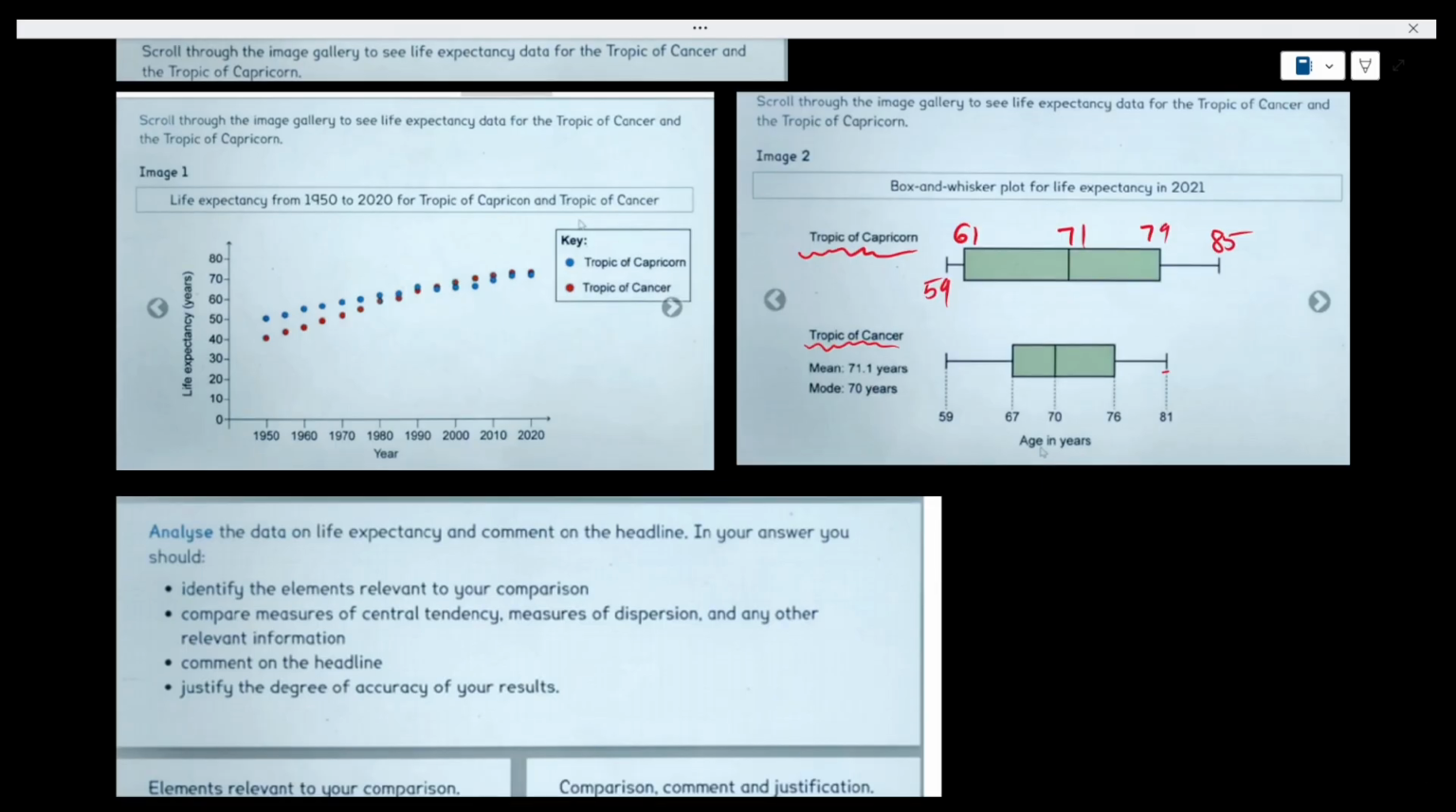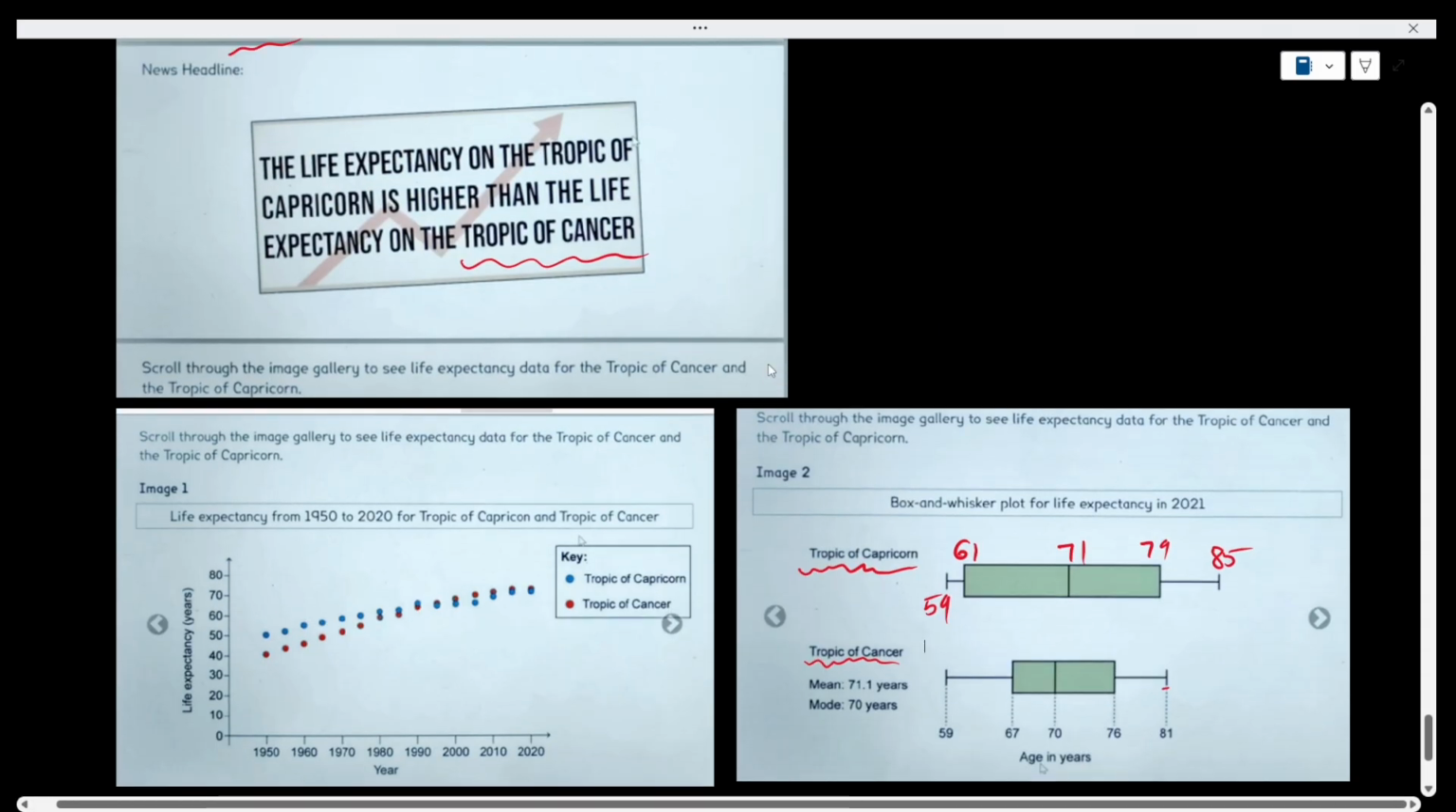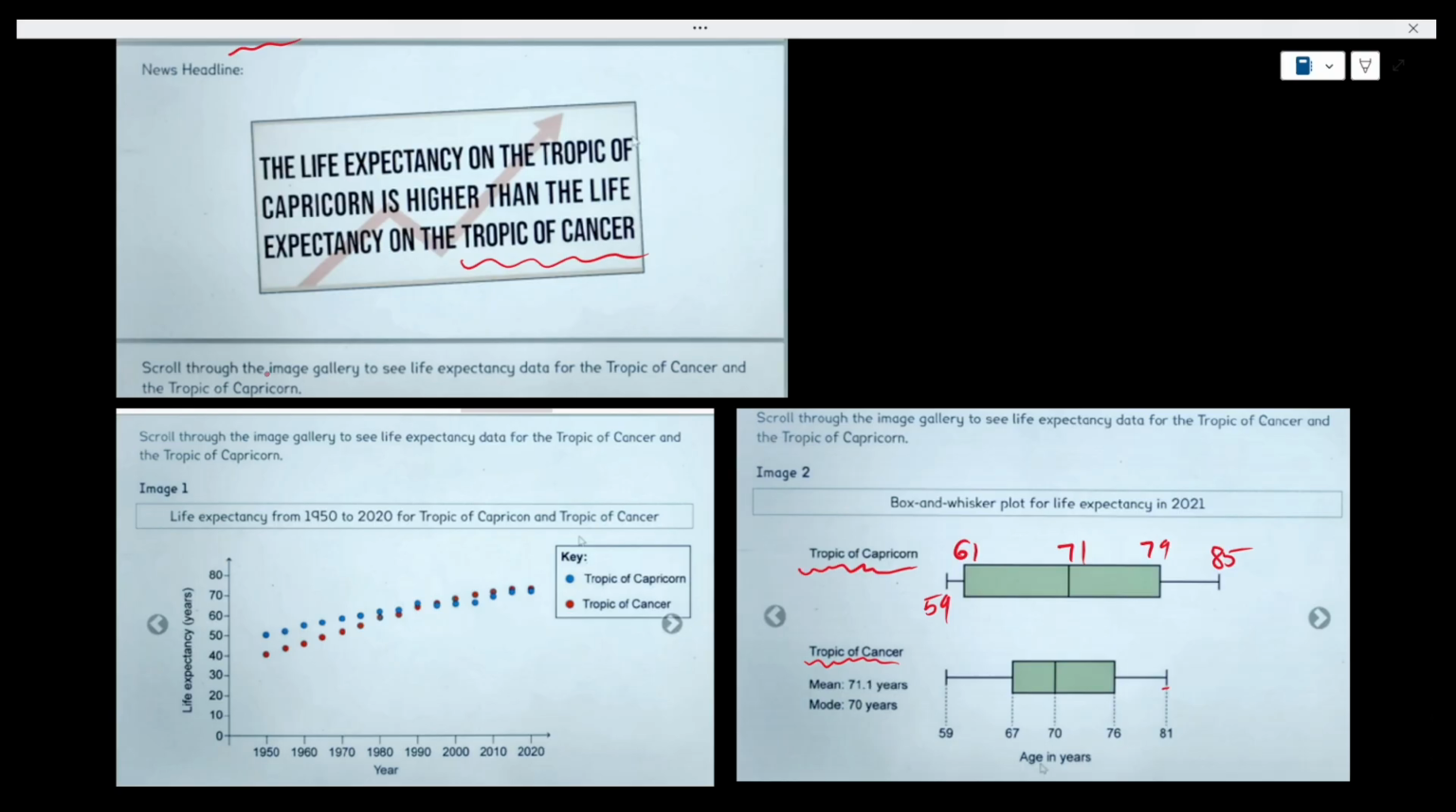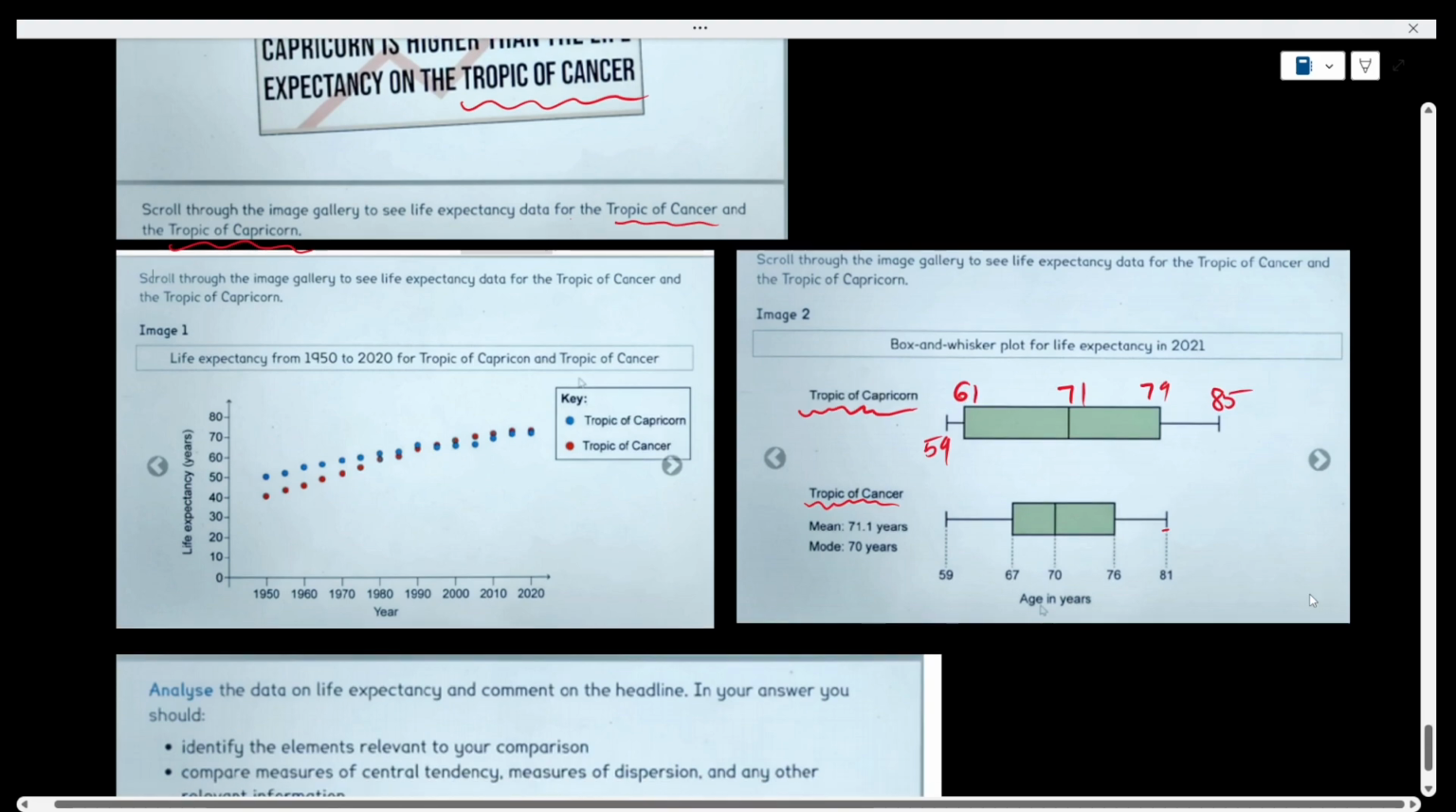We have to compare both, this one, both the box and whisker plots. It says to scroll through the image gallery to see the life expectancy data of the Tropic of Cancer and Tropic of Capricorn here, right? Then what do we need to find out here?